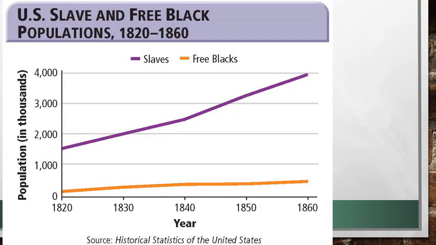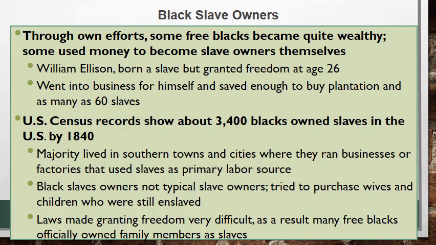Here's a graph showing slave populations increasing as well as free black populations. So what I want to talk about next are free African Americans, and particularly free African Americans who own other African Americans. Some free blacks in the South become quite wealthy and then own slaves as well. For example, William Ellison was born a slave, became free in his 20s, went into business, and by the time he was old, he had 60 slaves.